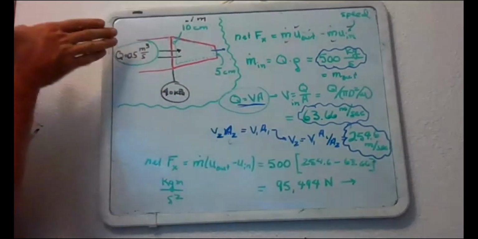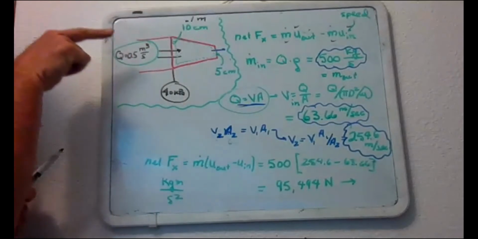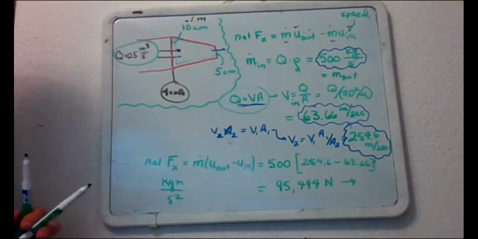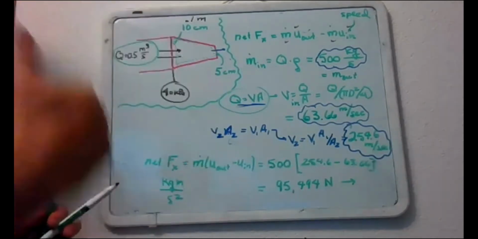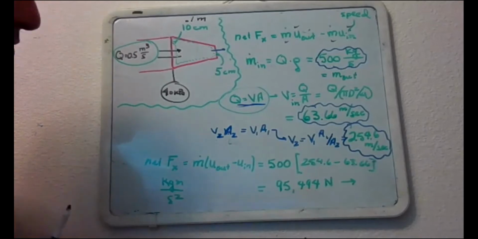So this water goes through there, it speeds up. There must be force on it to the right to speed it up. Where does that force come from? We haven't addressed that yet. But the net force on the water is 95,494 Newtons to the right.